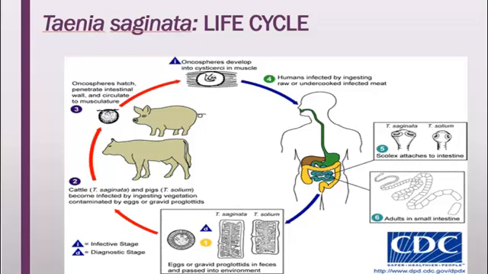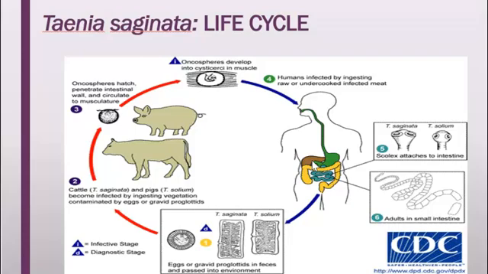This is the life cycle for T. saginata. You get it from eating the undercooked beef, but this particular diagram is showing the life cycle for T. saginata and T. solium. We'll be covering T. solium here in just a minute, but the cyst is embedded within the meat, and when it's undercooked, that's how the humans become infected.